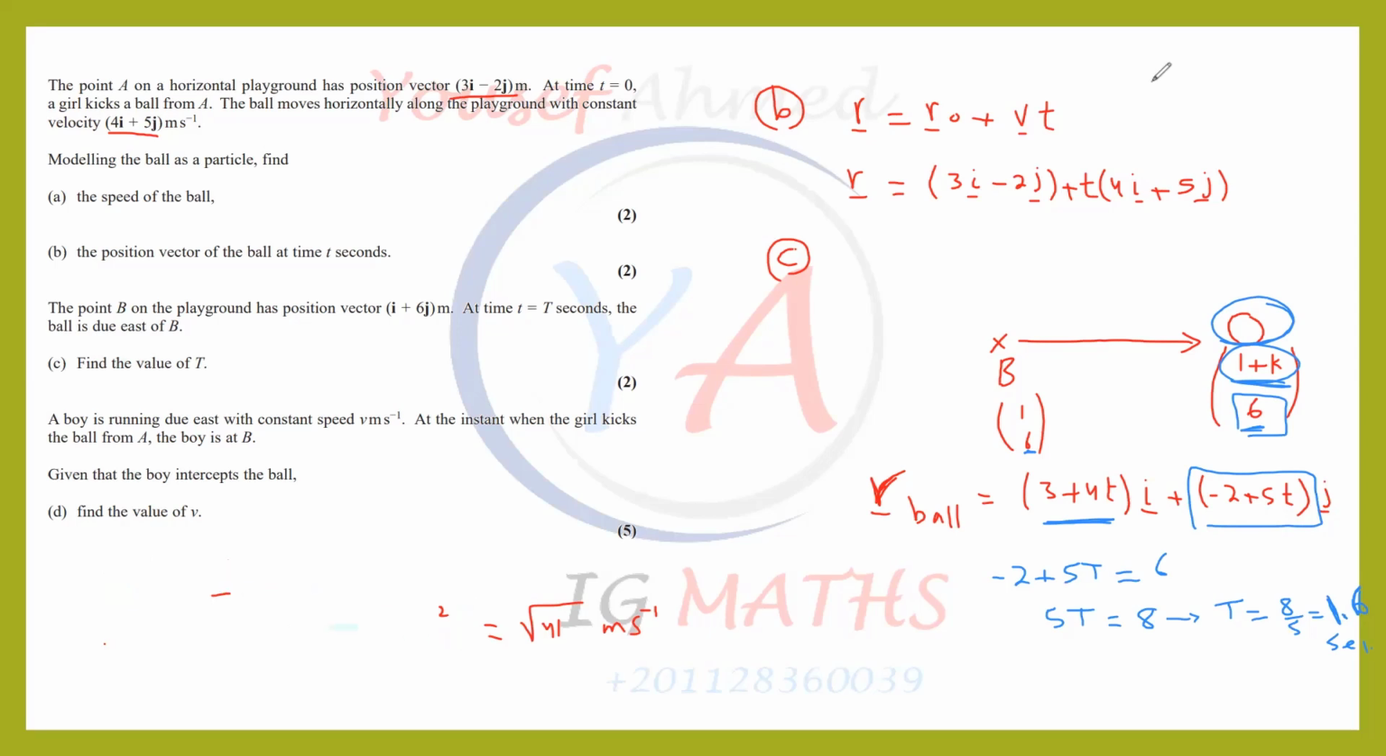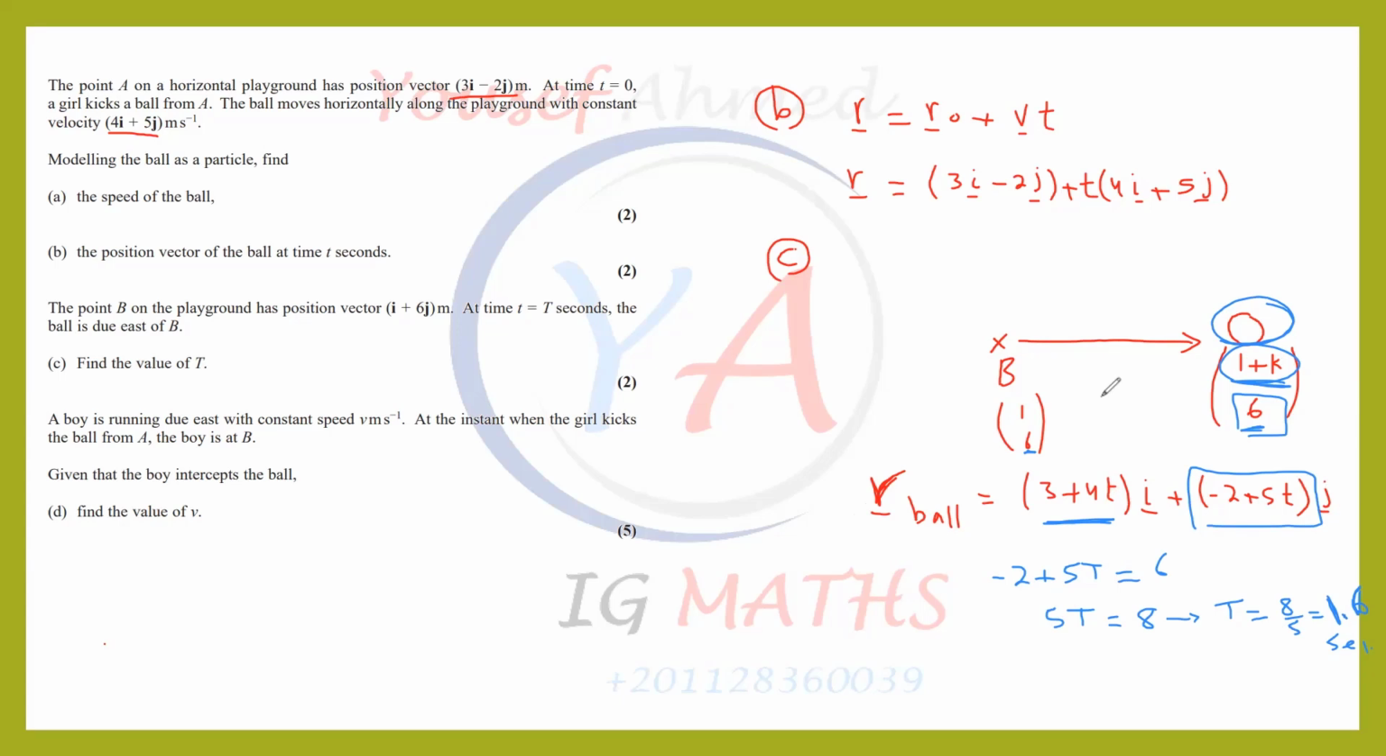For point C again, what did we do? The ball is due east of B, so it means it passed through B, which is 1 and 6, but there is a change in the i component, which we don't know exactly, which is k, for example. So I cannot equate the i component with the i component of the ball, because a change happened, and I cannot get the time. But I can equate the j component to get the time the ball took to reach there. So you can take it as a hint.